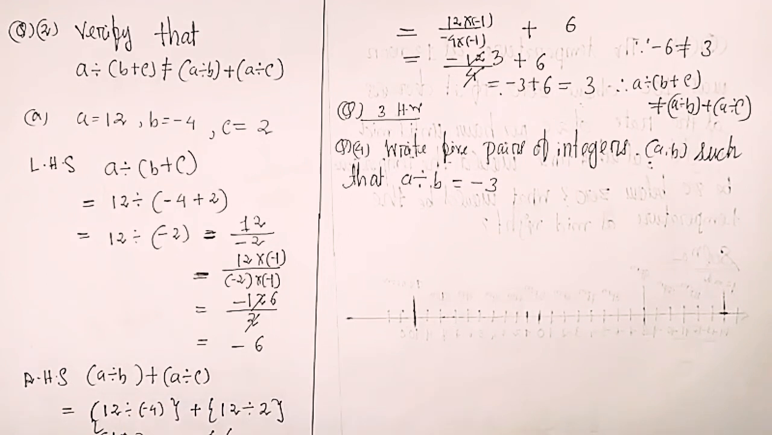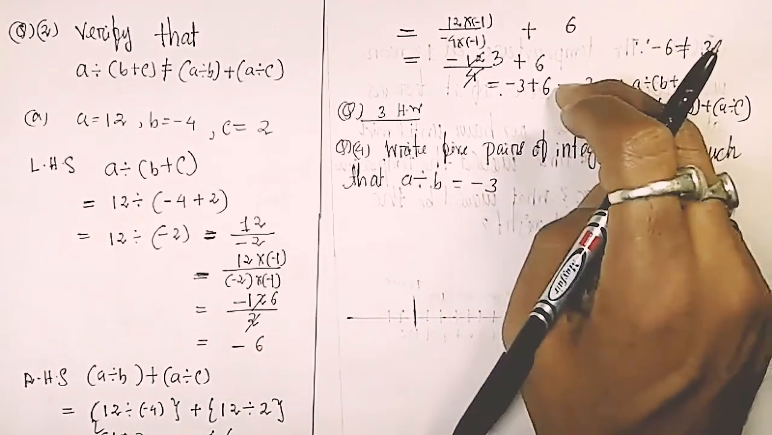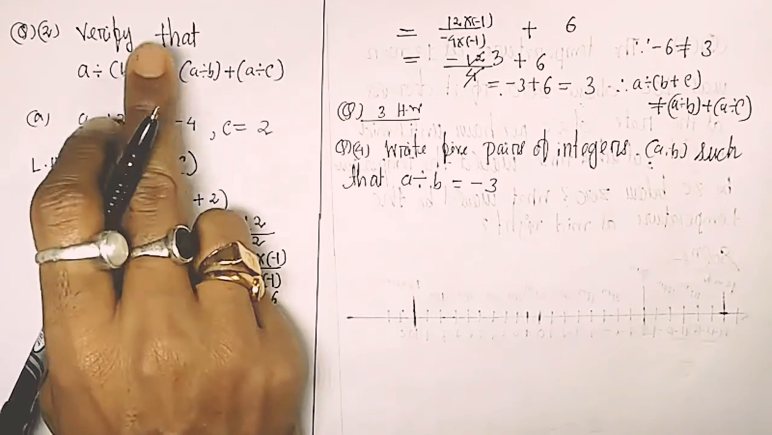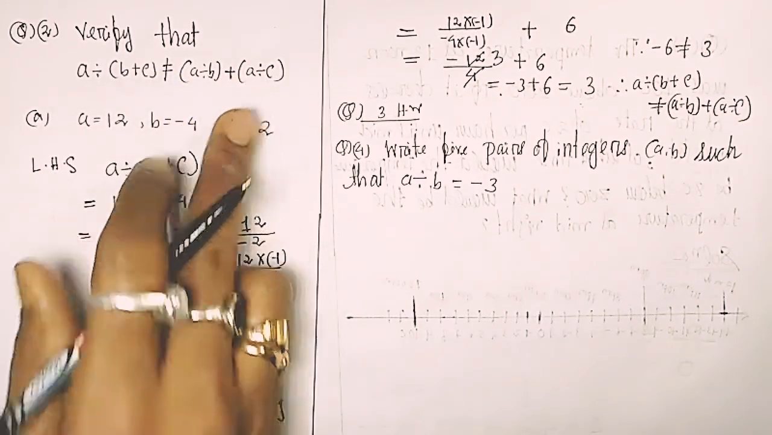Verified. So this type of questions are very important, so you should practice. First of all, you should do the left hand side and right hand side separately. After that, you just check whether the values are same or not. In this case, left hand side and right hand side values are not same. It means A divide B plus C is not equal to A divide B plus A divide C.